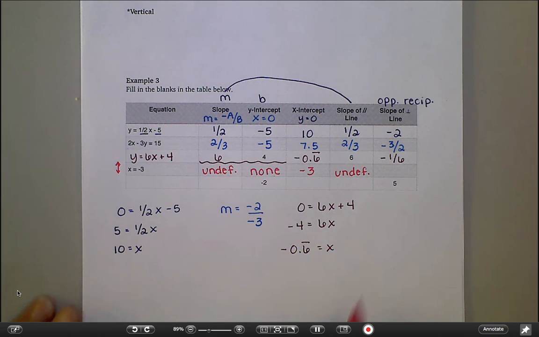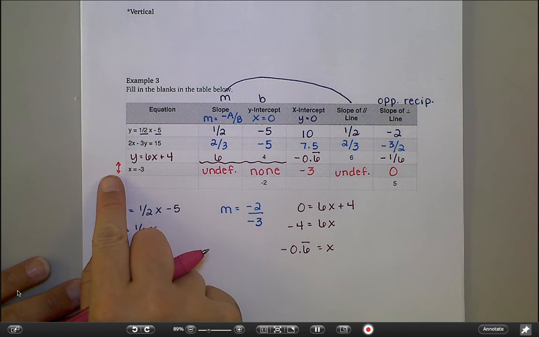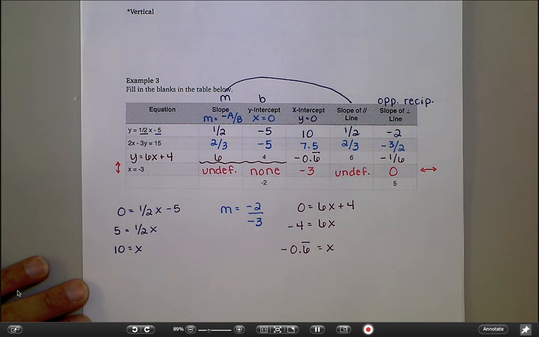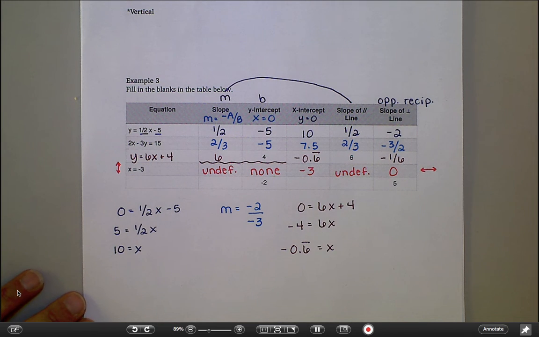And then the opposite reciprocal of undefined, this might be a little weird to think about, but it would be 0. Because if my line looks like this, then my perpendicular line is going to look like this, and that line has a slope of 0. So undefined and 0 are always going to be opposite reciprocals of one another.